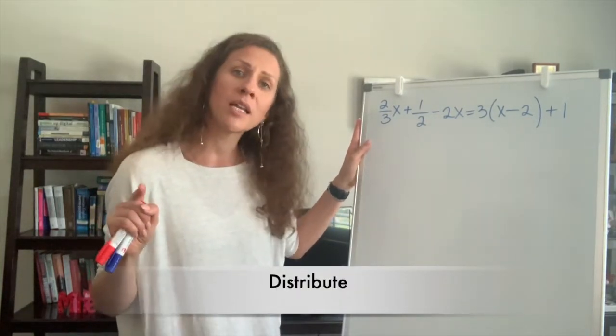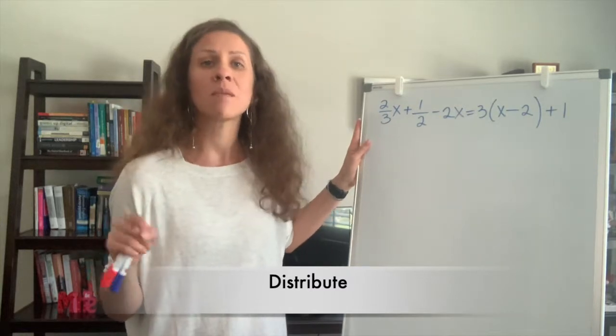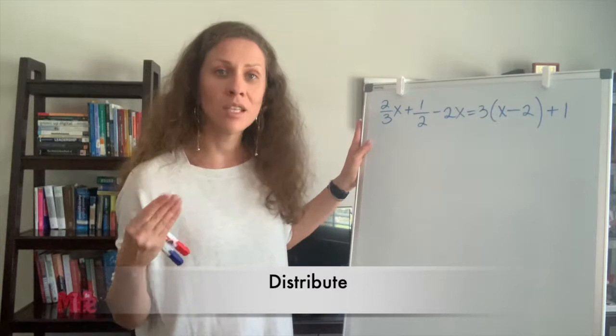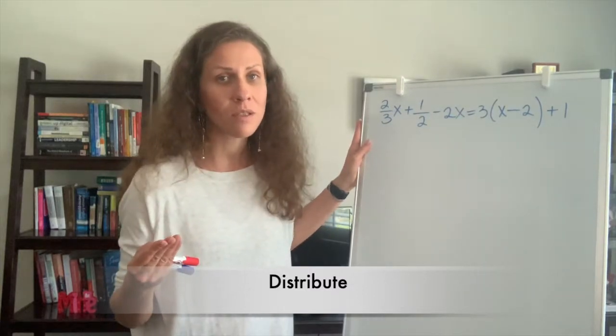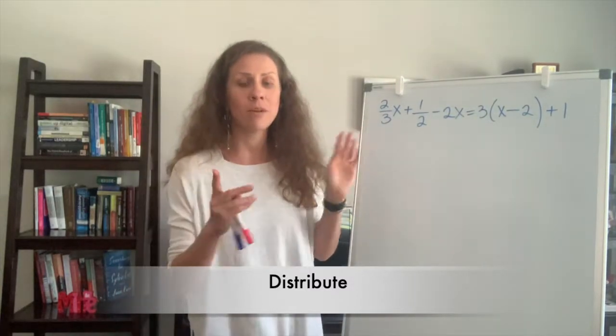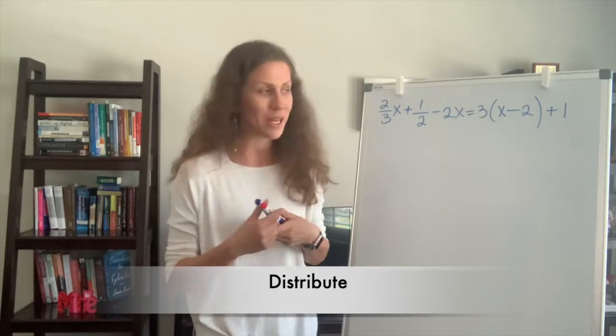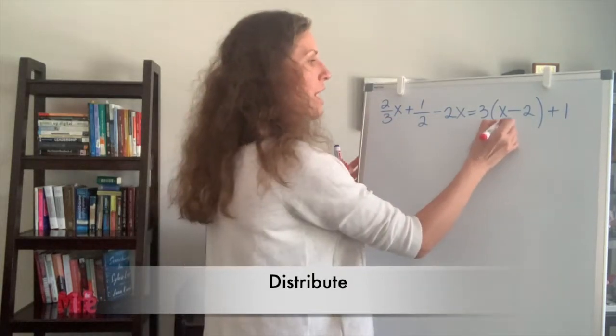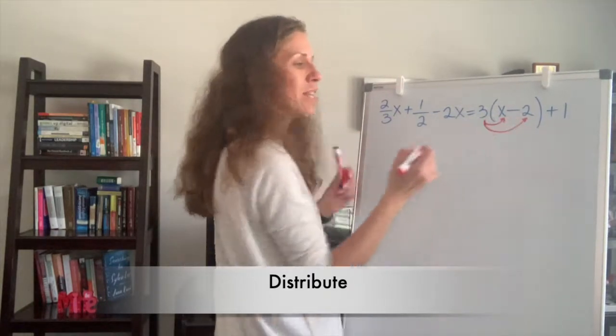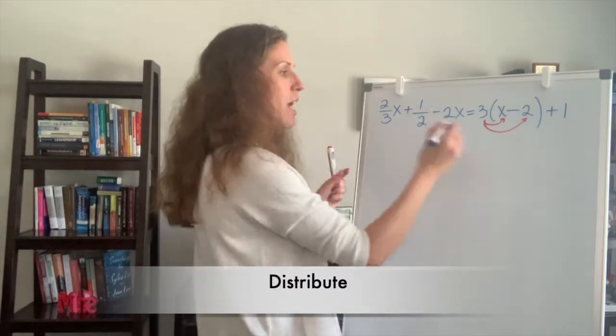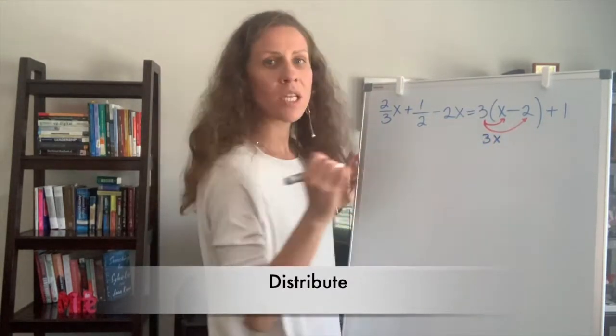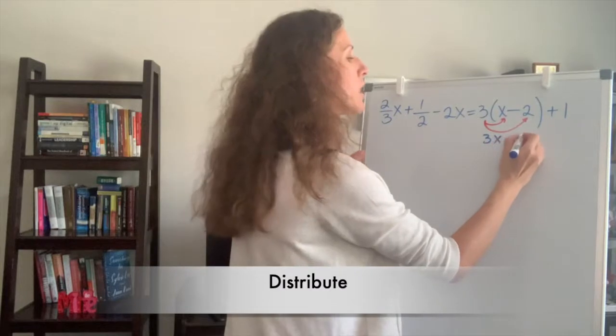Distribute means multiply a number in front of the parentheses by the numbers on the inside of the parentheses. If the equation didn't have parentheses, we would skip this step. Our equation does have parentheses, so I will go ahead and multiply 3 times x and 3 times negative 2. So 3 times x is 3x. 3 times negative 2 is negative 6.